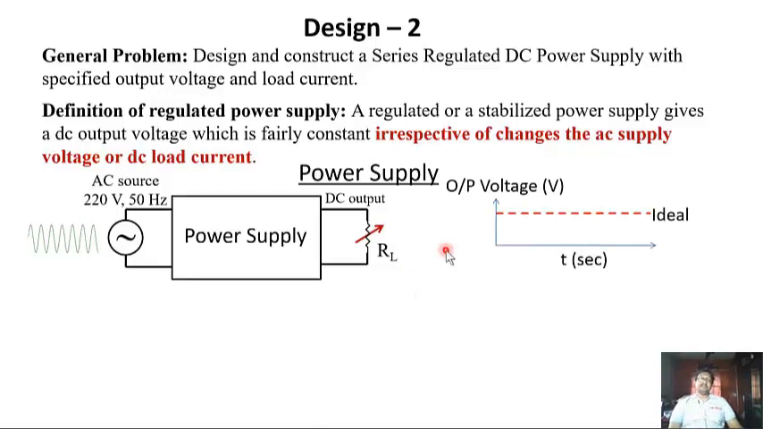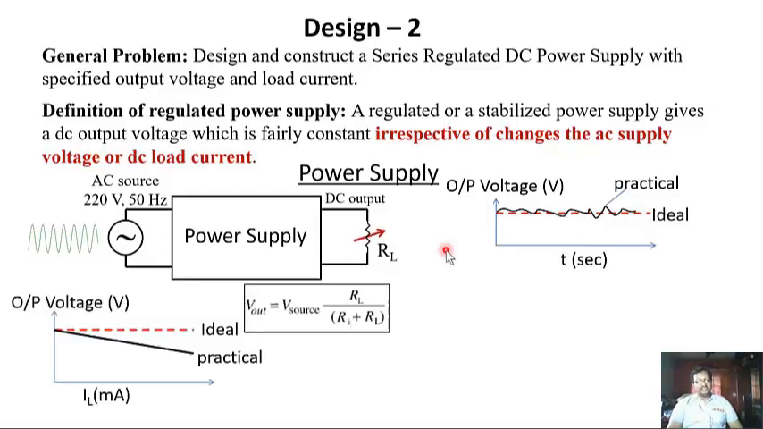Ideally, we may expect a constant output voltage irrespective of time, but practically there will be some fluctuations, which we studied in our design 1 and call ripple. Like a battery, with an increase in load current, the output voltage will decrease gradually following this relation. And in certain applications, you cannot go beyond some load current. We have to restrict it within IL max.